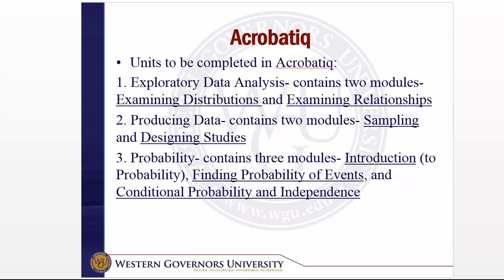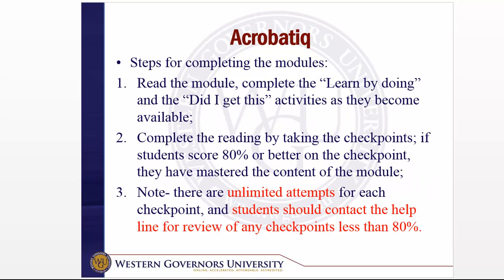There are 3 units in Acrobatique: exploring data, producing data, and probability. Each one has 2 to 3 modules inside those units to complete. As far as steps for completing the modules, we suggest that students read the module, and while doing so, there are these learn by doing activities as well as did I get this. Complete those and take the checkpoints, which are at the ends of modules and midpoints of modules. If students obtain 80% or better, they have mastered the content.